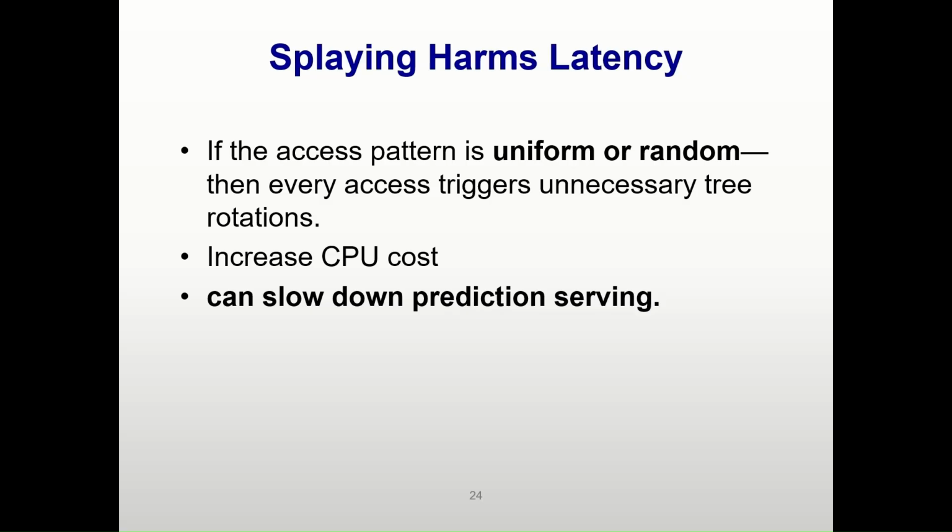To summarize, splay trees improve ML cache efficiency by adapting to dynamic access patterns. They bring frequently used models closer to the root, reducing lookup time. Compared to LRU caches, they are more adaptive but can be slower under random workloads. The right choice depends on access locality and system workload characteristics.